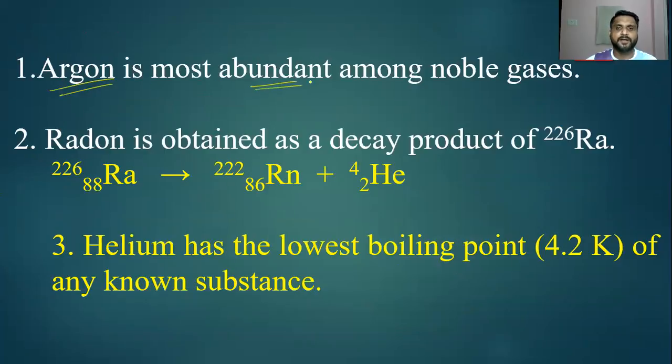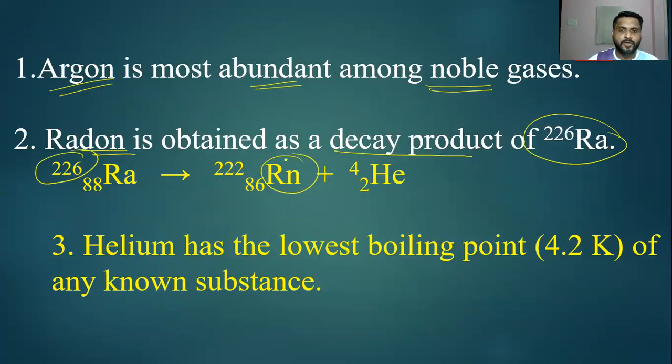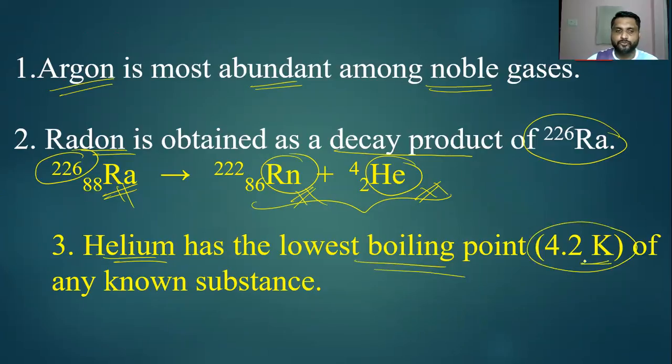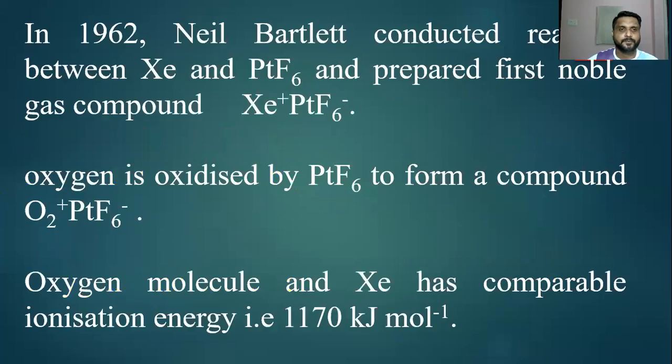Remember some of the things. Argon is the most abundant noble gas. Radon is obtained as a decay product of radium-226. Radium-226 becomes radon and helium, so one radium gives two noble gases, radon as well as helium. And helium is the smallest element in the noble gas series and has the lowest boiling point, about 4.2 Kelvin, of any known substance.